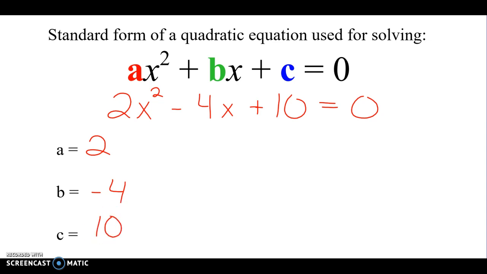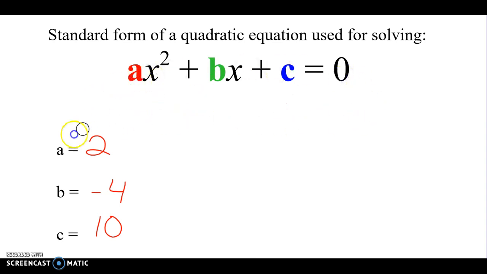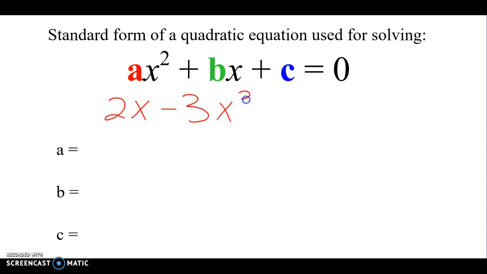Okay. Next one. Just going to practice a few of these. Like I said, you don't have to write them all down, but let's say I have 2x minus 3x squared plus 10 equals 2. So first of all, what is my a value? Yeah, it is negative. Why is it not 2? 2 is in front. You hear what I said? You're right. I'm talking about the x squared. It's not necessarily always the number in front. It's the number in front of x squared.